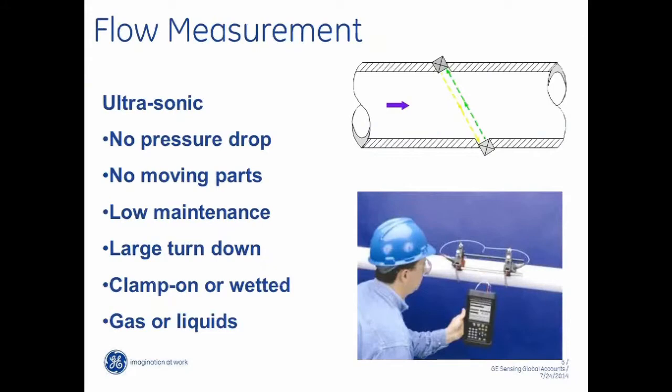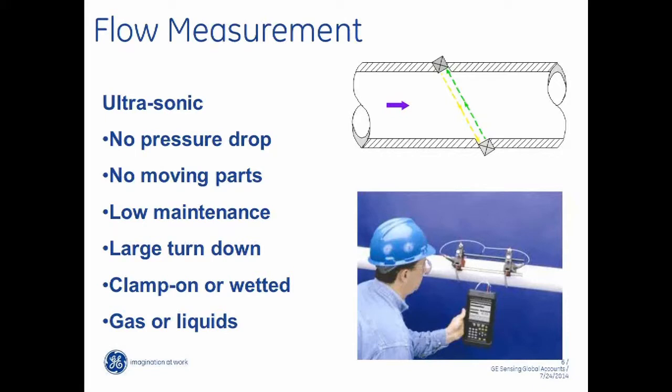Some of the benefits of ultrasonics: there is no pressure drop, regardless of whether it's a clamp-on or a wetted system. There's really no pressure drop to speak of. There are no moving parts, so maintenance is very low on these types of meters. Large turn-down ratio, we'll show that later, but typically in liquids you're looking at 40-to-1 turn-down, and in gases you're looking at 150-to-1 turn-down. In flare applications, if any of you get into that, you're looking at a high end of 385 feet per second down to 1 foot per second.